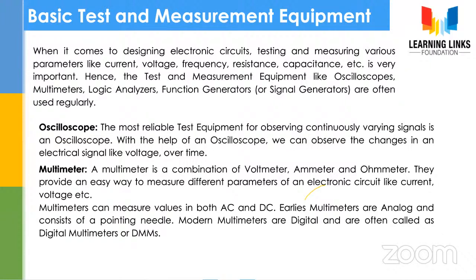It is a unit equipped with a voltmeter, an ammeter, and an ohmmeter functionally. The ammeter measures current. So a multimeter is a combination of voltmeter, ammeter, and ohmmeter. They provide an easy way to measure different parameters of an electronic circuit, like current and voltage. A multimeter can also measure values in both AC and DC. Earlier multimeters were analog and consisted of pointing needles, while modern multimeters are digital and are often called digital multimeters.